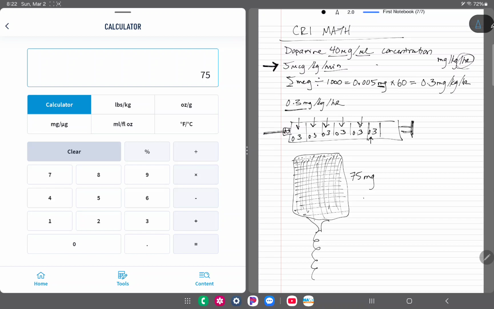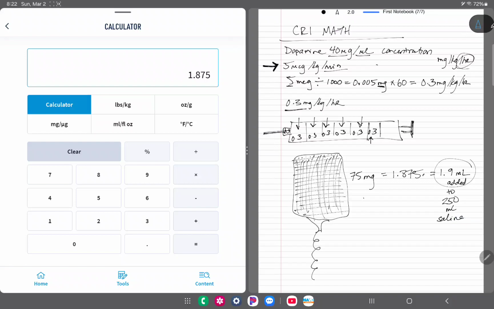75 mg doesn't mean anything, right? We still need mil. So 75 divided by the concentration, which is 40, gets you 1.875. And because I round up, 1.9 mil. 1.9 mil added to 250 mil saline.